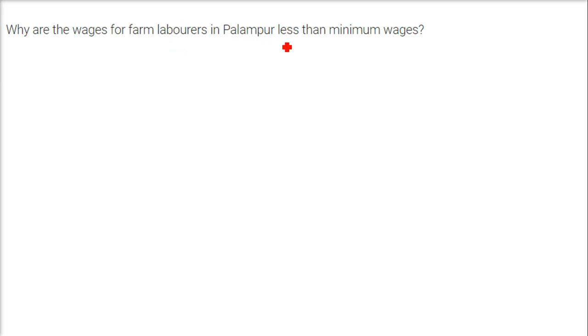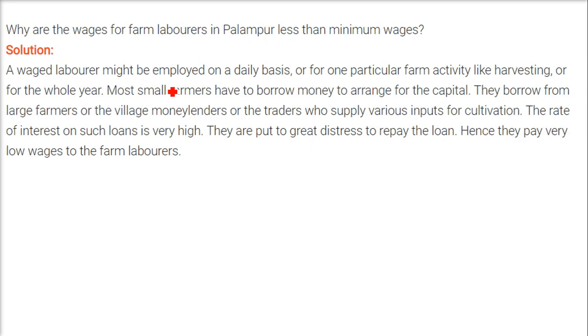Why are the wages for farm laborers in Palampur less than minimum wages? This is because of the competition. Wherever there is competition, that is, there are many people for a job, then they may work for a lesser amount. A wage laborer might be employed on a daily basis, or for one particular farm activity like harvesting, or for the whole year.